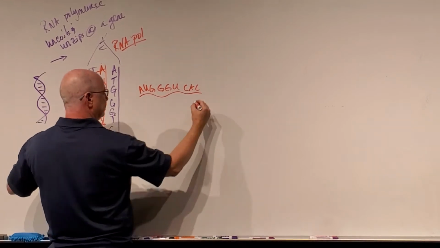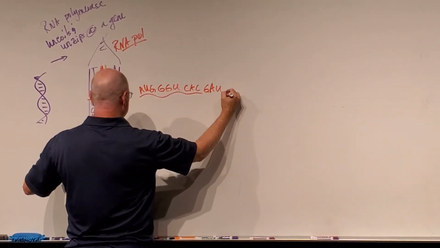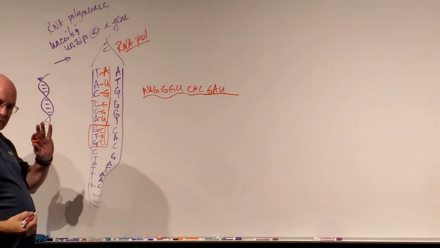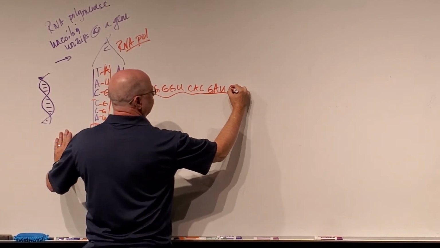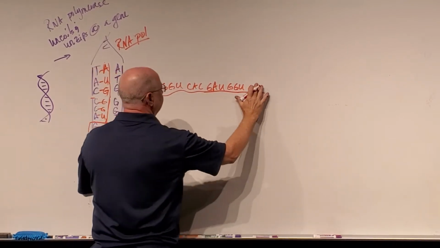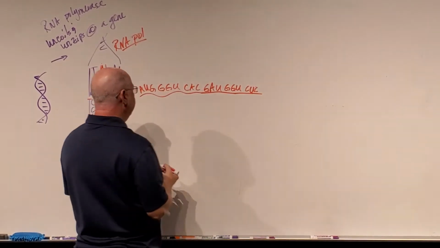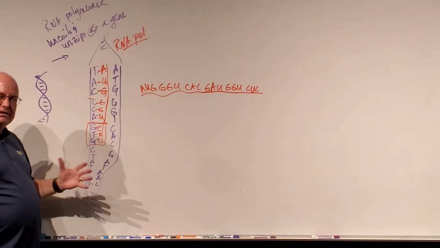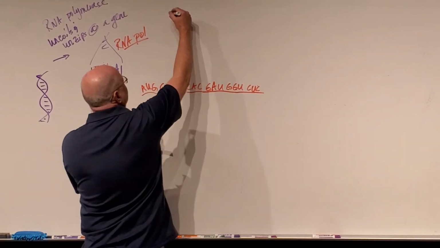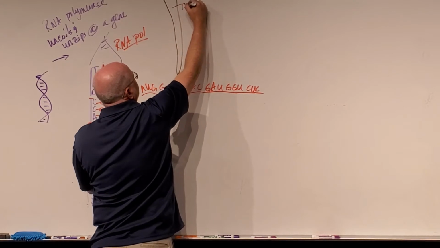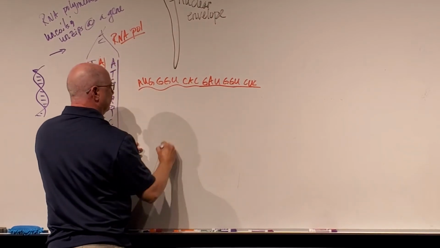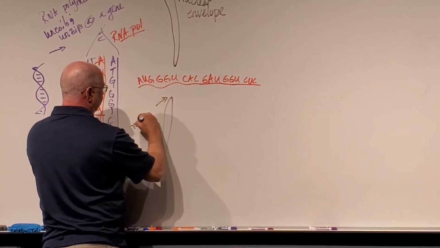CAC, GAU. And I'm actually going to, just for illustrative purposes, put this on there again, and then I'll just throw another random one on here. Okay? I'm not copying my strand exactly, but I want to demonstrate something. Now, all of this is occurring inside the nucleus. This is the nuclear envelope. And that opening would be a nuclear pore.